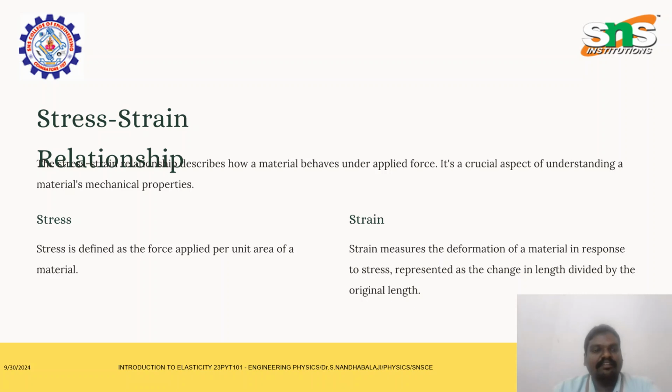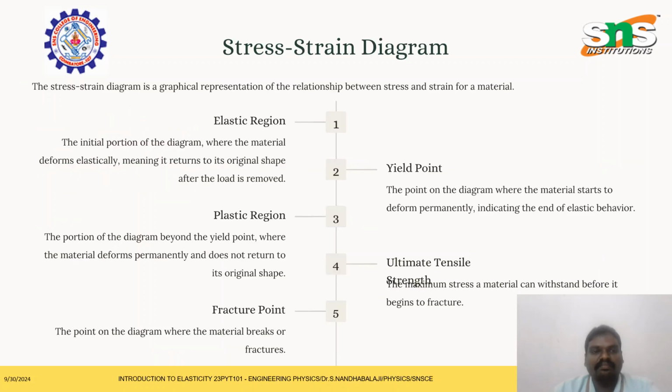Stress is defined as the force applied per unit area of a material, and strain measures the deformation of a material in response to stress, represented as the change in length divided by the original length. Like stress and strain, there are different graphical representations: the elastic region, yield point, plastic region, ultimate tensile strength and fracture point.